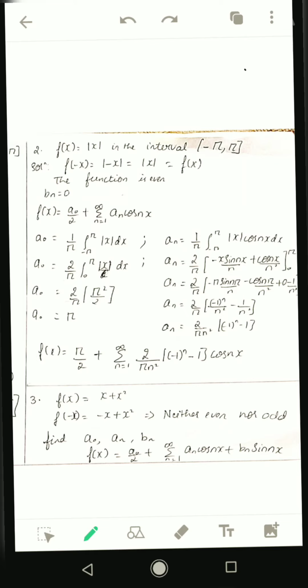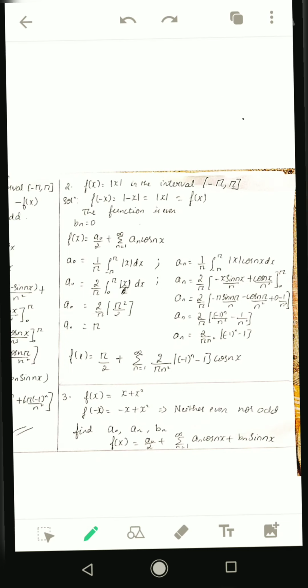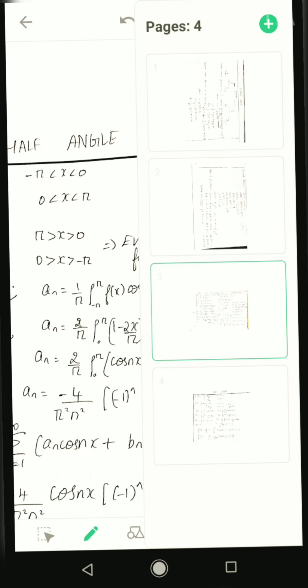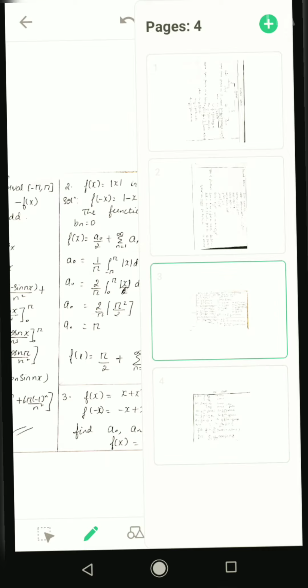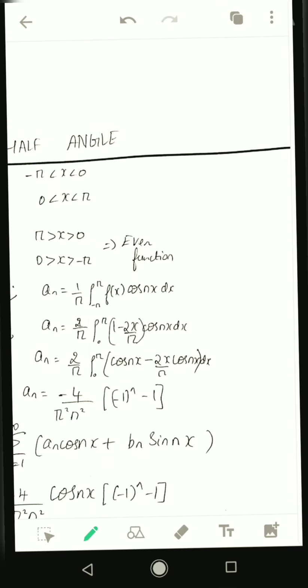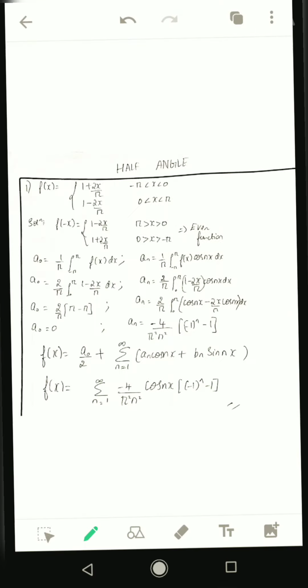So in the case of a function that is neither even nor odd, you will have to find all three terms, a naught, an, and bn, and put those values in f of x. Next is half angle.